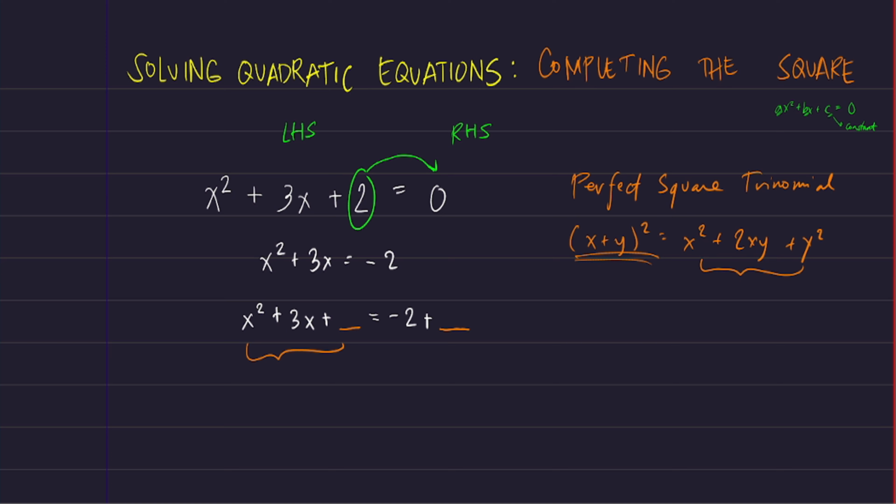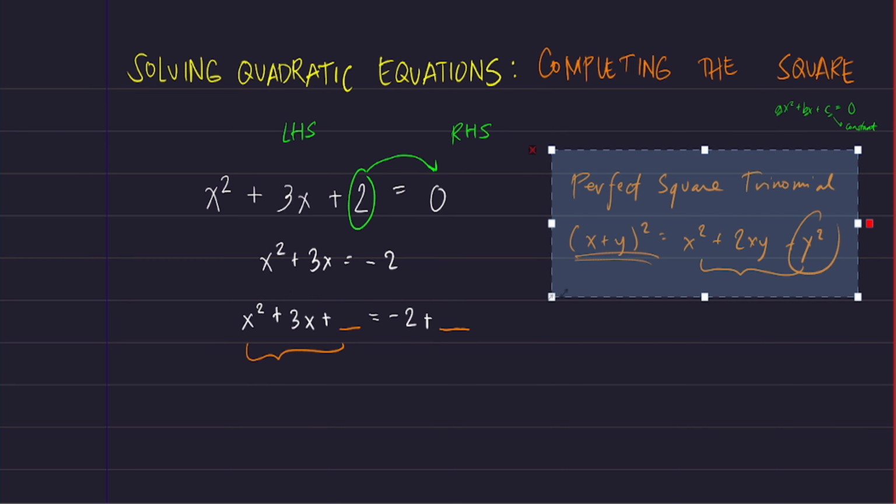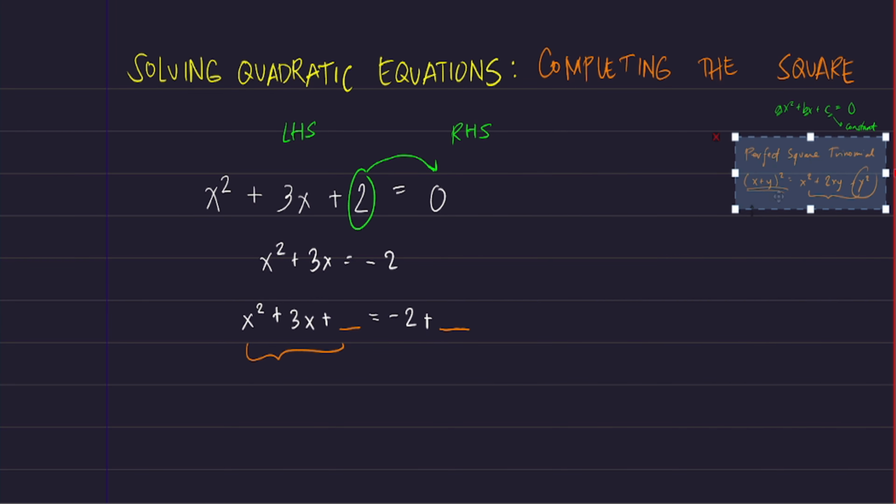Ang hahanapin natin ay yung third term. Ito yung may blank. So, paano natin mahanap yun? Para mahanap natin yung third term na makakapag-perfect square trinomial sa ating left-hand side of the equation, kukunin natin yung b, yung b na katabi ng x. So, pag nakuha na natin yun, which is 3, i-multiply natin siya sa 1/2. Then, after multiplying by 1/2, i-square natin siya.